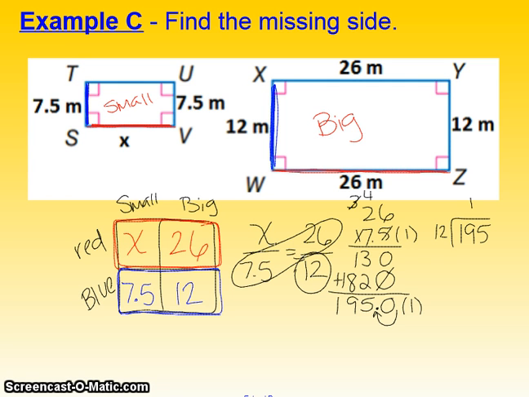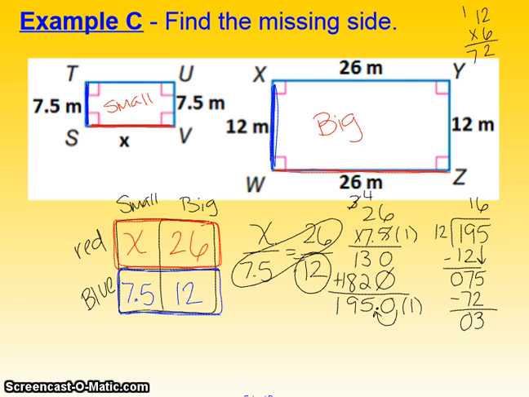12 goes into 19 one time. 9 minus 2 is 7, and 1 minus 1 is 0. Bring down your 5. I know that 12 goes into 75. Let's see, I think it's 6 times, but let's see, 12 times 6. We have to double check ourselves. So 6 times 2 is 12, and 6 times 1 is 6, and 6 plus 1 is 7. So I have 72, and I know that I cannot go in anymore, so I put a 6 up here, and I subtract 72. 5 minus 2 is 3, 7 minus 7 is 0.